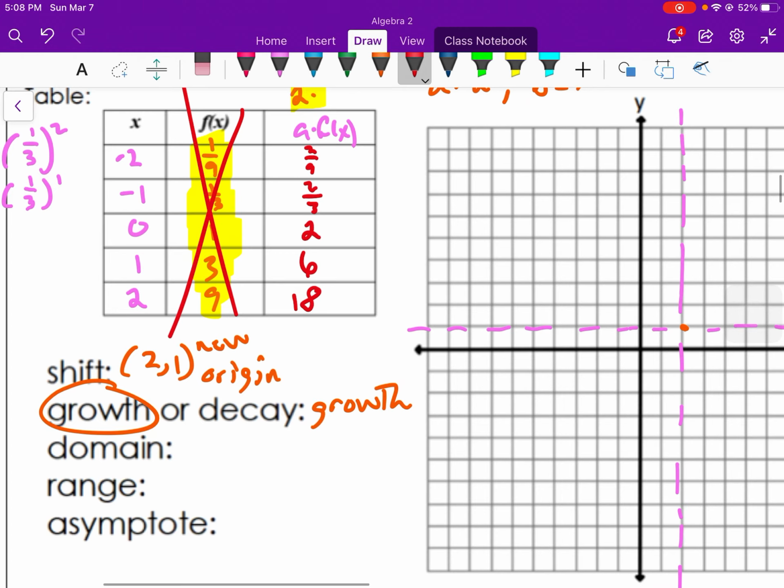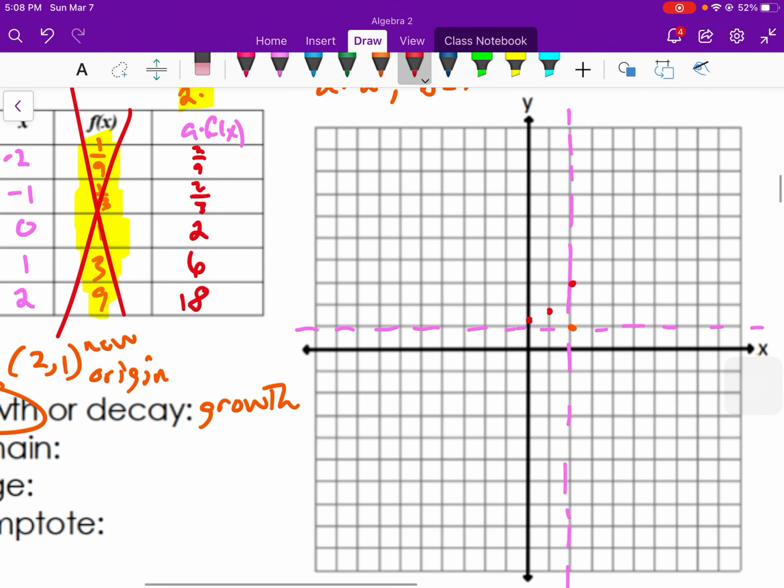So from my new origin, we're going up 2/9. 1, 2, up 2/9. -1, 2/3. It's a growth factor, so it should be growing. 0, 2, 1, 1, 2, 3, 4, 5, 6. And then 2, 18 is really huge, so I'm just going to approach it here. And then this approaches the line.